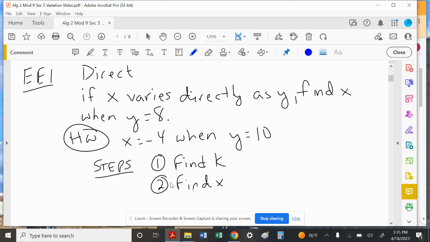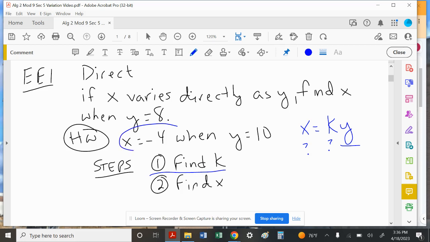Okay. So let's take an example in direct variation. Here's a specific example from your homework. If x varies directly as y, find x. Now, whenever they say x varies, that means x equals. So we say x equals k times y in this particular case. And it says find x when y is 8. Well, all the information they're giving me is that y is equal to 8. So I know what y is equal to, but I don't know what k is equal to, and I'm trying to find x. So what I have to do first is find k.